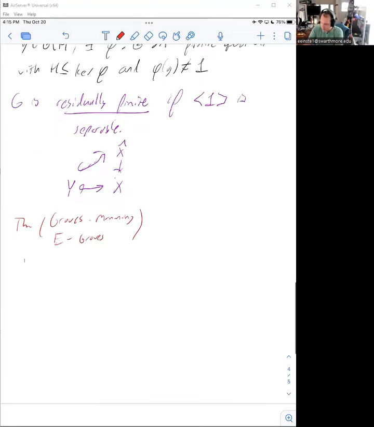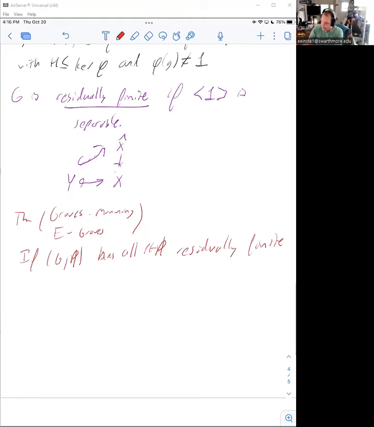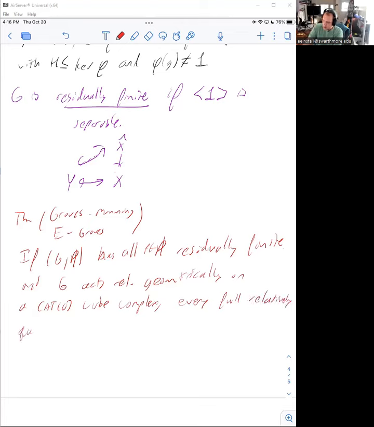The theorem is the following: if G is hyperbolic relative to peripheral subgroups P, with all the P residually finite, which is a fairly mild assumption, and G acts relatively geometrically on a CAT(0) cube complex, then every full relatively quasi-convex subgroup is separable.